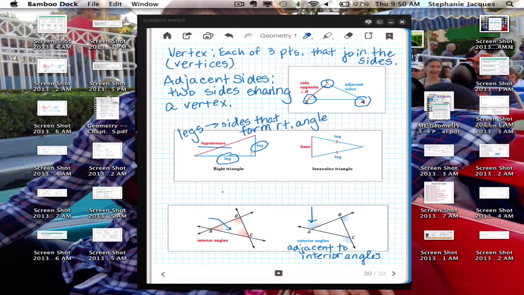Interior and exterior angles. Interior angles are all the angles on the inside of the triangle. Exterior angles are adjacent to interior angles. So that means here's your interior, here's your exterior. Here's your interior, here's your exterior. You could also consider this guy as well. So those are exterior.